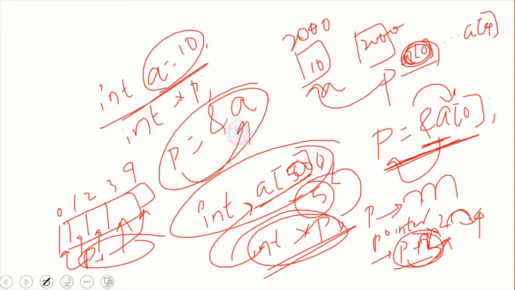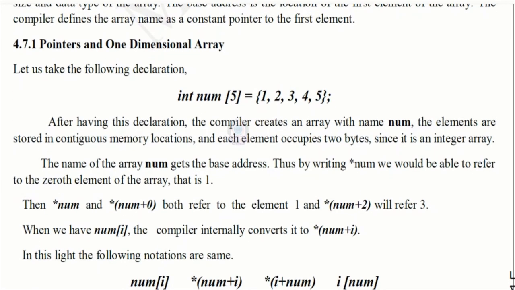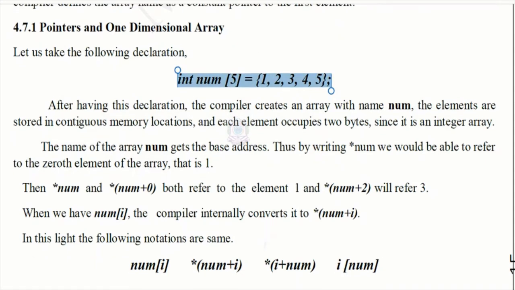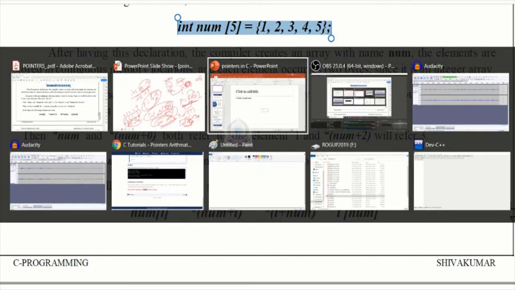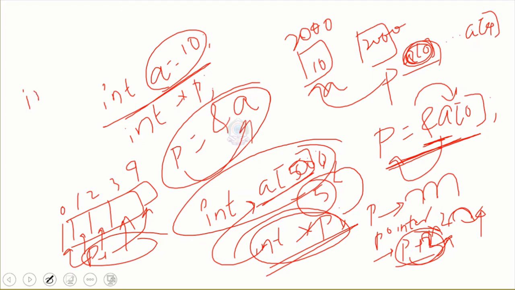Okay, this is clear now. So let's take int num[5] = {1, 2, 3, 4, 5}. I've declared num of 5. What is num? Num is my array. So what is happening here? In the previous slide, when I explained arrays, I said int a of 5, or int num of 5.